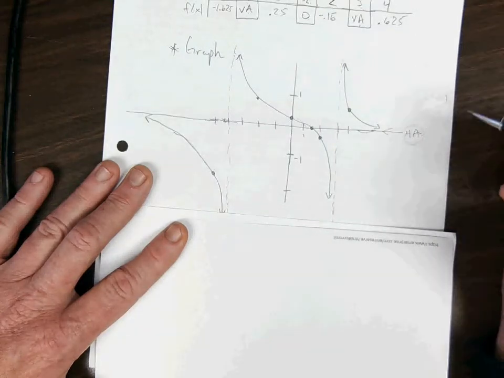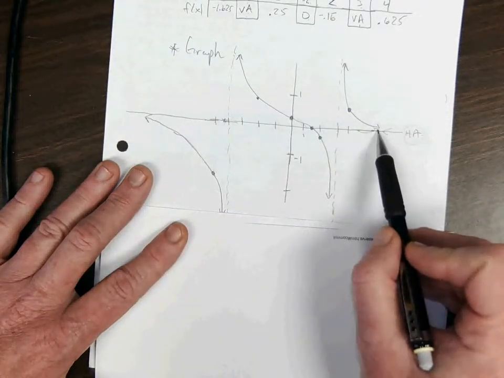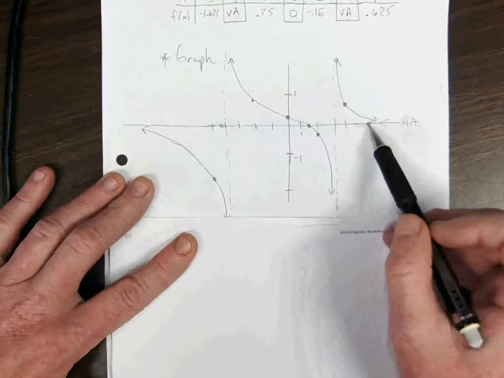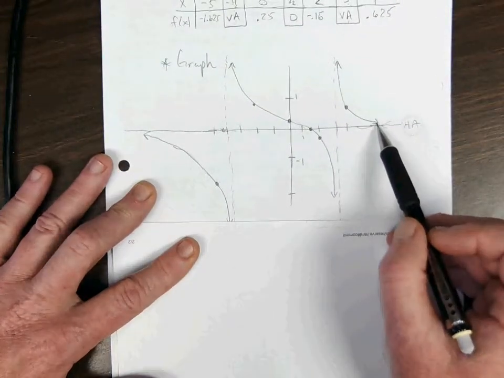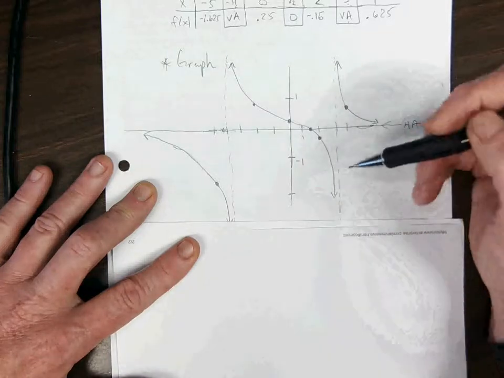Another way to think about it is, remember, the range is the y values on the graph. So it looks like from these parts of the graph, 0 gets excluded from the range. But if you look carefully, this part's crossing it, so it actually doesn't.